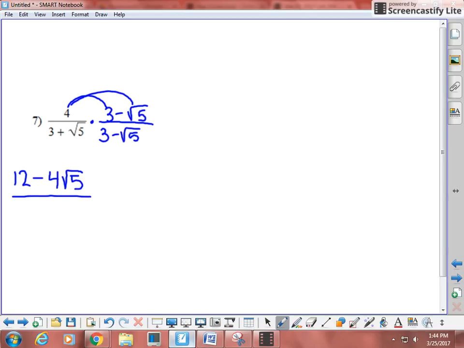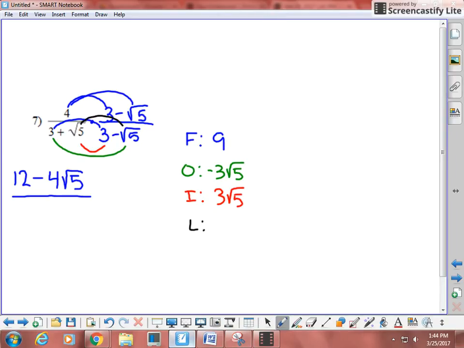Okay, on the bottom, I have to FOIL this. So I'm going to come out to the side over here and do that. So my first is going to be 9, because it's 3 times 3. My outer is going to be negative 3 root 5. My inner is going to be a positive 3 root 5. And my last is going to be negative square root of 25.